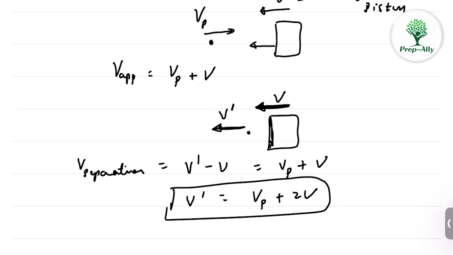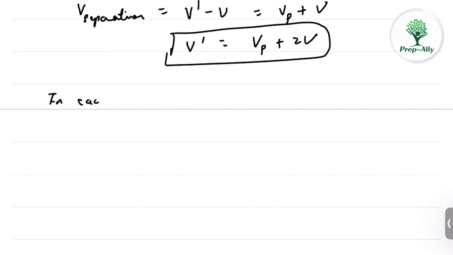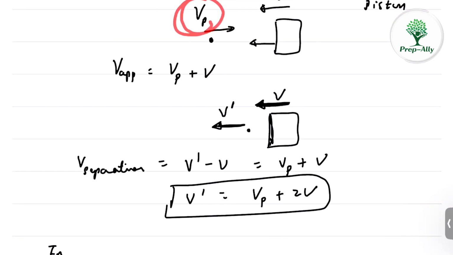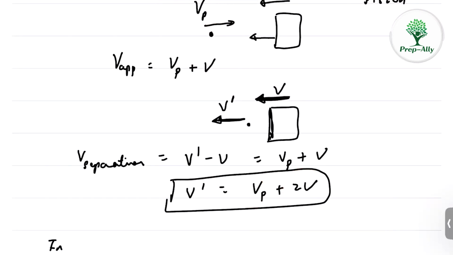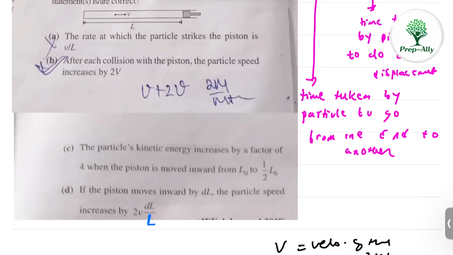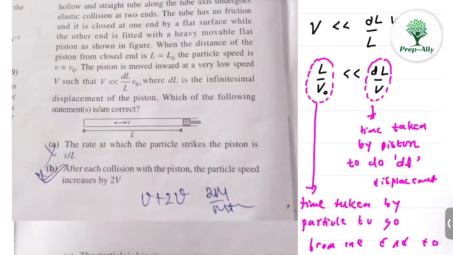Now, what is the meaning of this? After each collision, the particle's velocity increases by 2v. Because before collision, velocity was vp, after collision it is vp plus 2v. So in each collision, the particle gains a velocity 2v. Now, if it keeps gaining 2v, 2v, 2v, 2v velocity, how much is the total kinetic energy increased? So that is what is asked here.